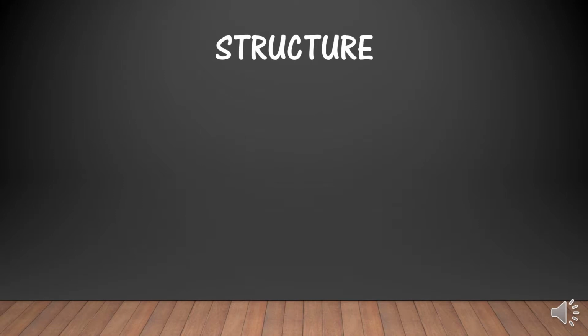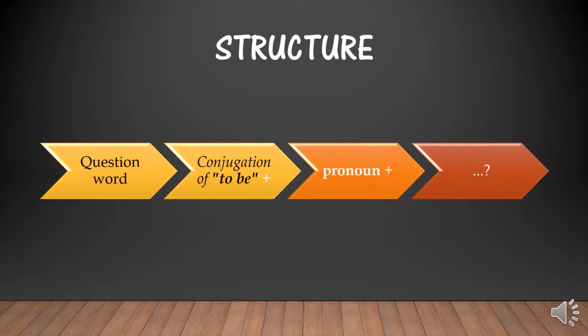Okay, now we are going to talk about if we have question words, okay? Remember, question words are who, what, where, why, when, or how. Okay, so the structure of these questions with question words is just like the simple present verb tense, except now we're using the verb to be. So we have the question word, the conjugation of the verb to be, the pronoun, and the rest of the question.